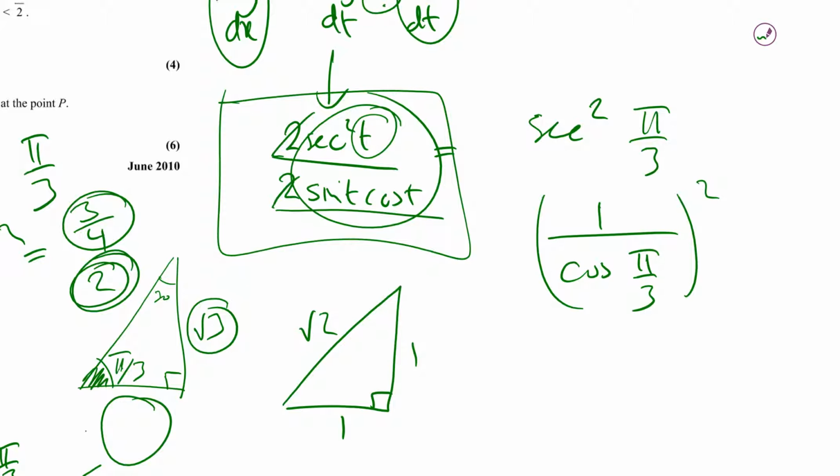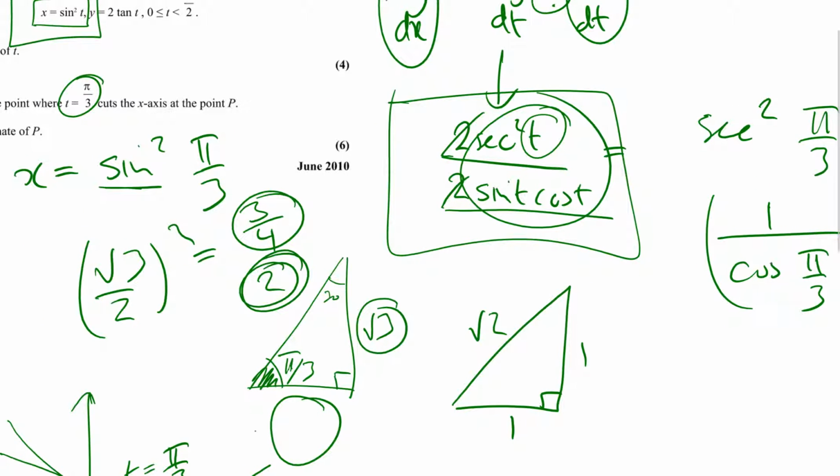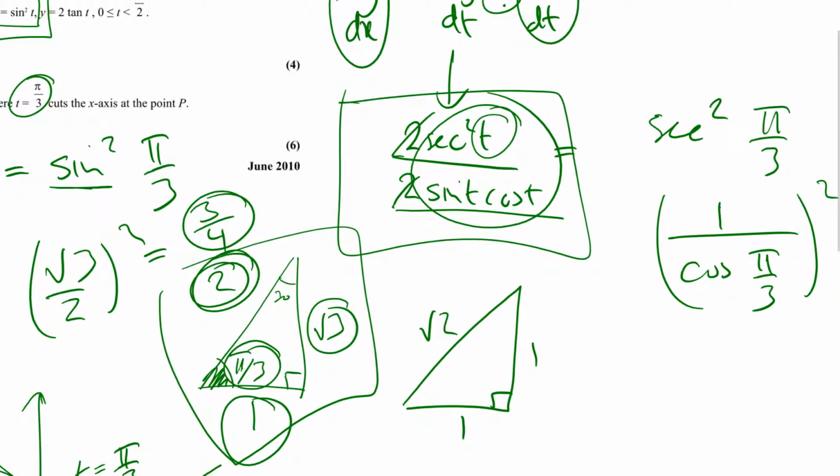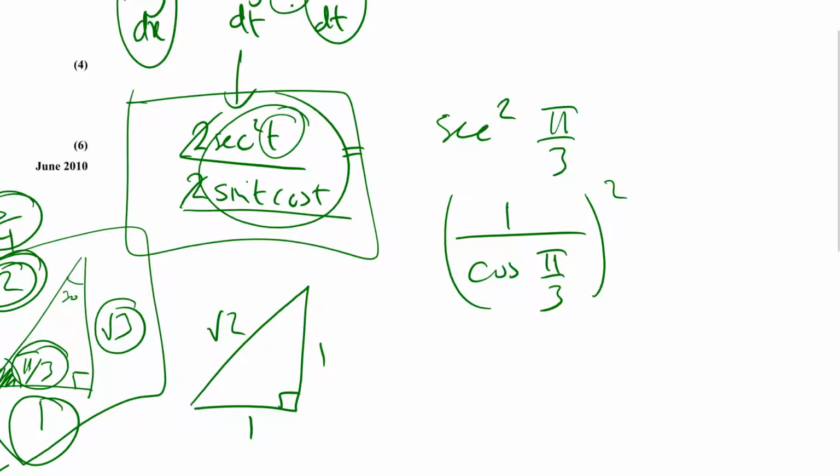Yep. So cos pi over 3, let's go back to our picture or our triangle here. What is cos pi over 3? So pi over 3 is there. Did you say it already? You haven't said it, have you? No. What is it? Half. Half, that's it. So that's a good number. What's 1 divided by half? 2. So it's 2 squared, which is 4. Cool. So the top bit is a nice number.